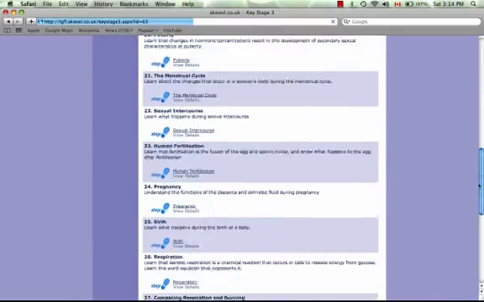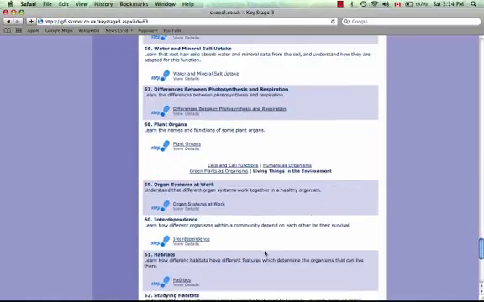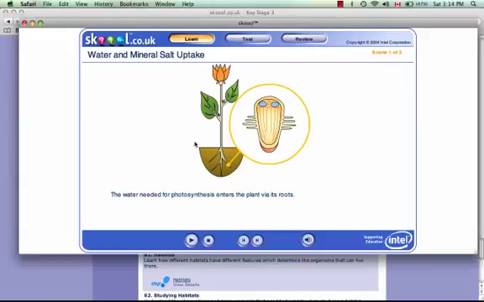Scroll down. Here we go. Water intake. Plant organs first.